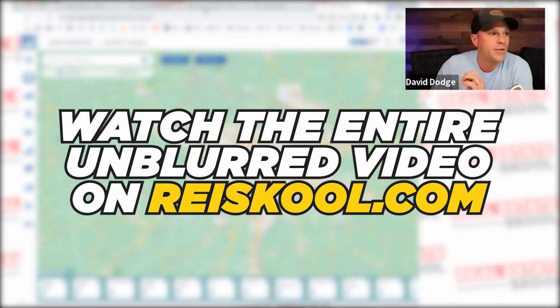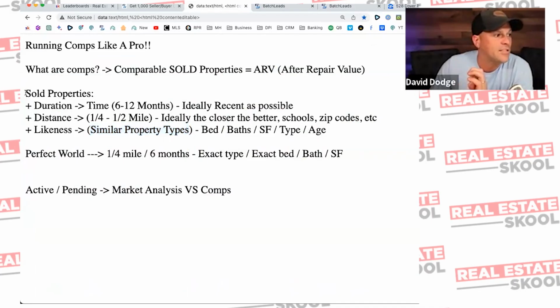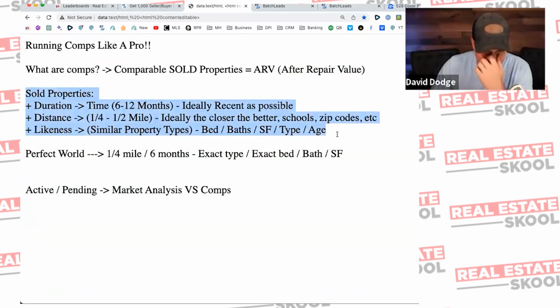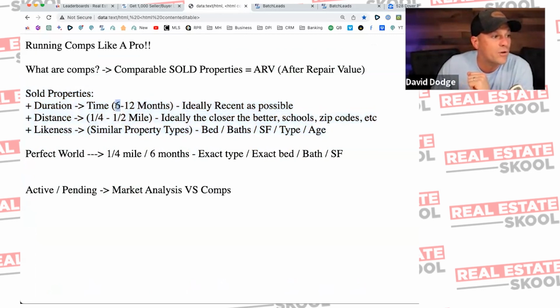I'm going to wrap this up because I don't want to make this training too long. But the most important things that we can do when we are comping properties is we want to make sure that we keep it simple, and we want to follow these sold property guidelines right here. Always find properties that are recently sold. Ideally as recent as possible, right? I like to start at 6 months.